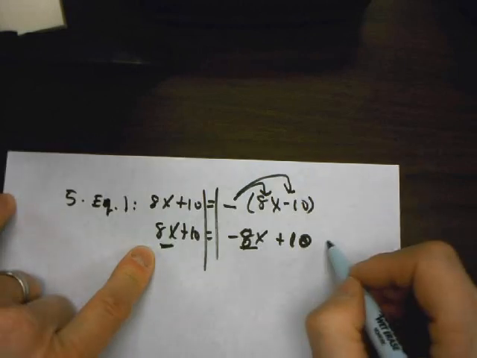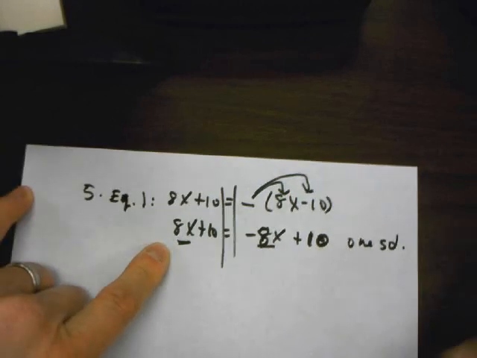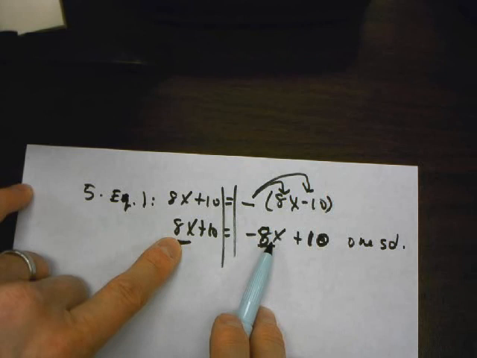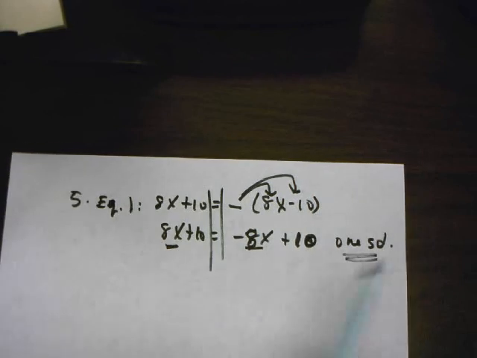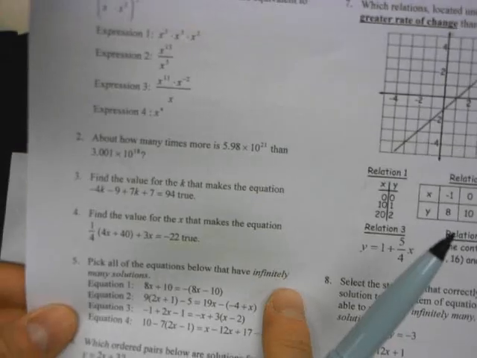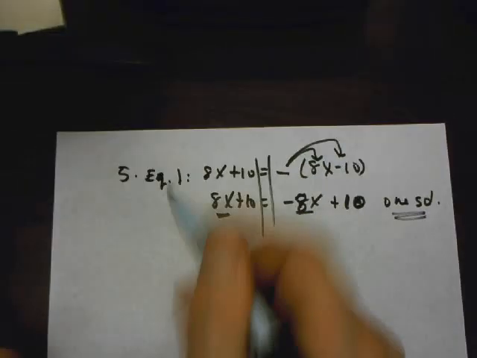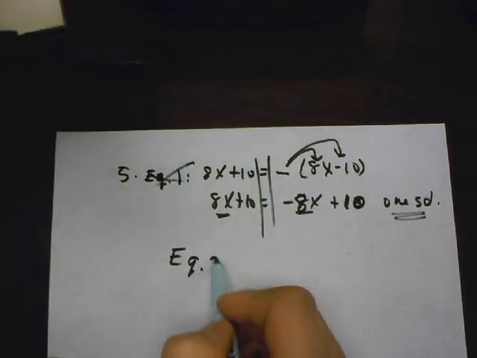But since they're different, this will have one solution. There will be an answer for this because these x's are different. I can stop right there. Okay? This has one solution. This cannot be infinitely many solutions. So I don't pick equation 1. So equation 2.